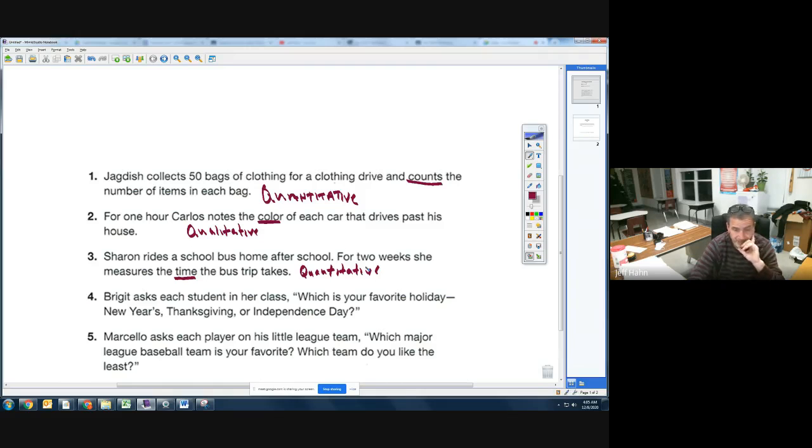Number 4, Bridget asked each student in her class, which is your favorite holiday? What kind is your favorite holiday? What kind? Not how many. She didn't say how many of you like Thanksgiving. She said, which of these is your favorite? So this would be a quality. So it's qualitative.